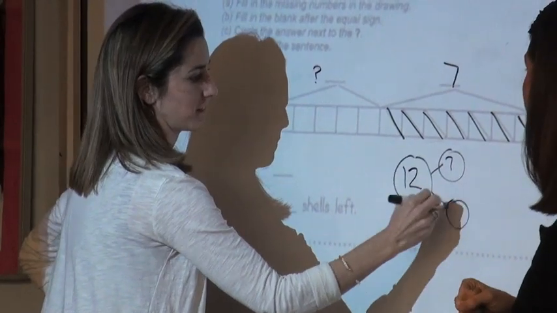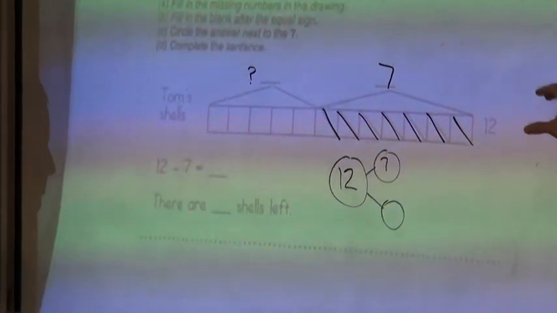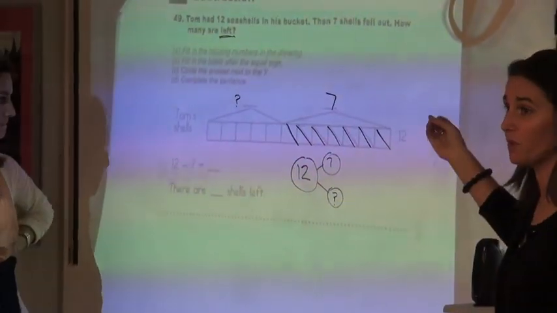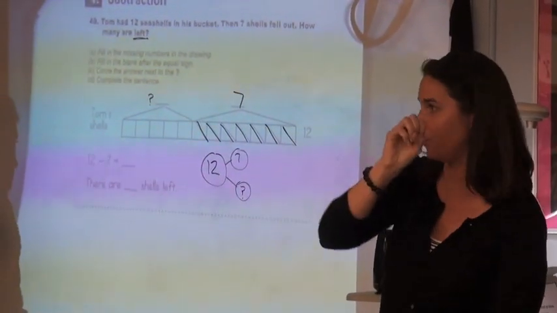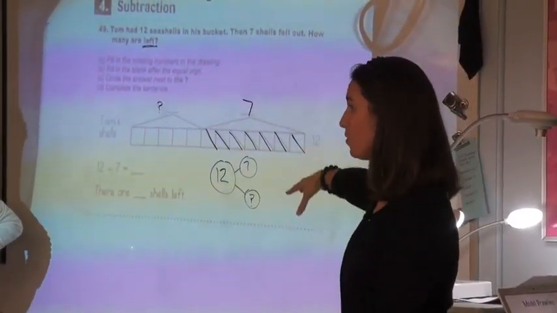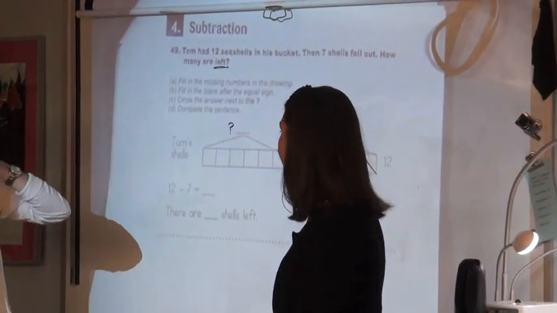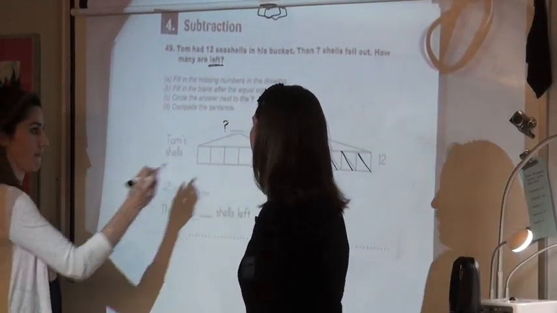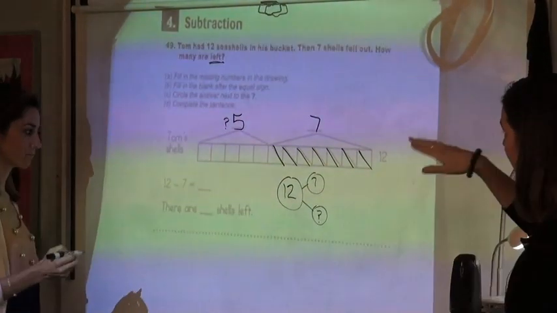Yep. And you'll see too, at the beginning of the year, a lot of us will have them draw the unit bar, or the number bond that goes along with the problem, just to show them that these all connect. The number bond, the equation, and the picture all go together. Then we can easily just count the unit bars that are left. There's 5 left, so we write that and circle it.